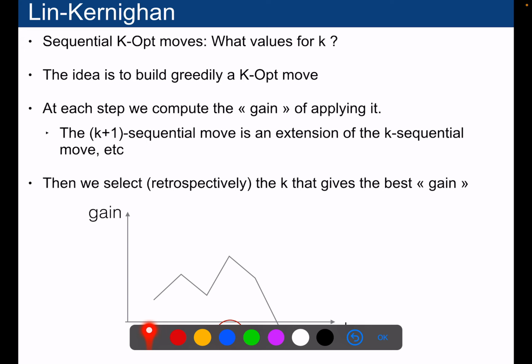Sometimes it will not pay off, right? Sometimes the k plus 1 move that you consider may be a little bit less good than the sequential k-opt move that you have done so far. But that's not a problem.